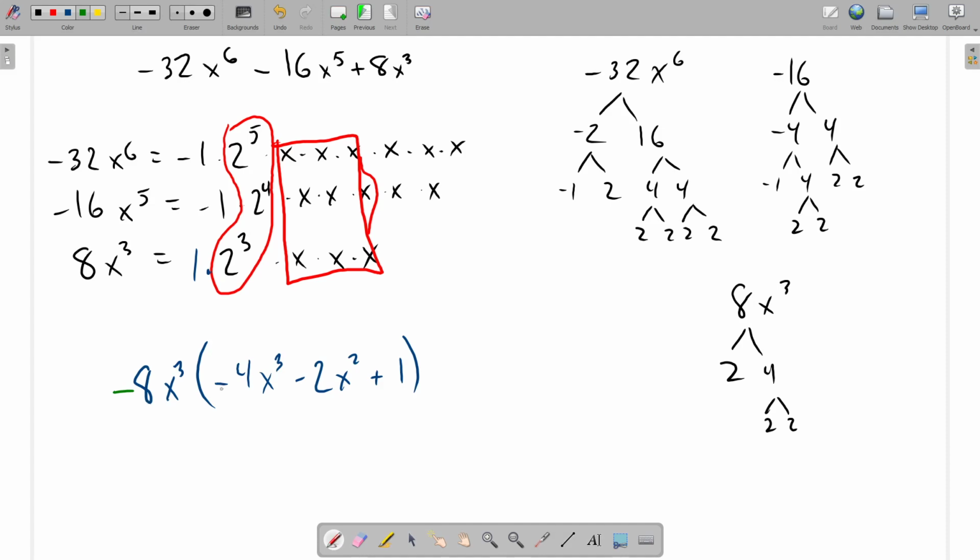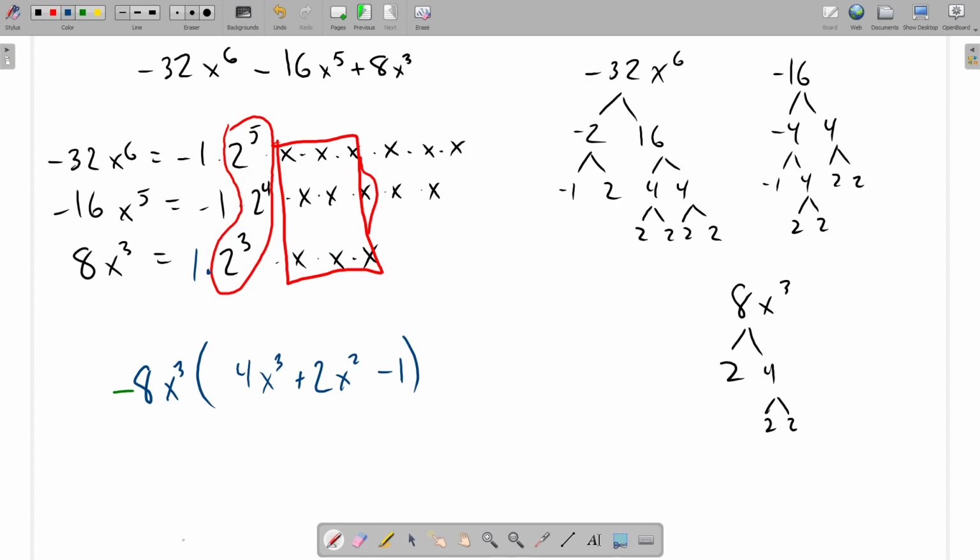And if I've pulled this negative sign out, this is suddenly positive. But this negative would be distributed to each. So if I'm factoring out a negative, it's going to be taken out of all of these. So this negative 2 becomes a positive. This positive 1 becomes a negative.